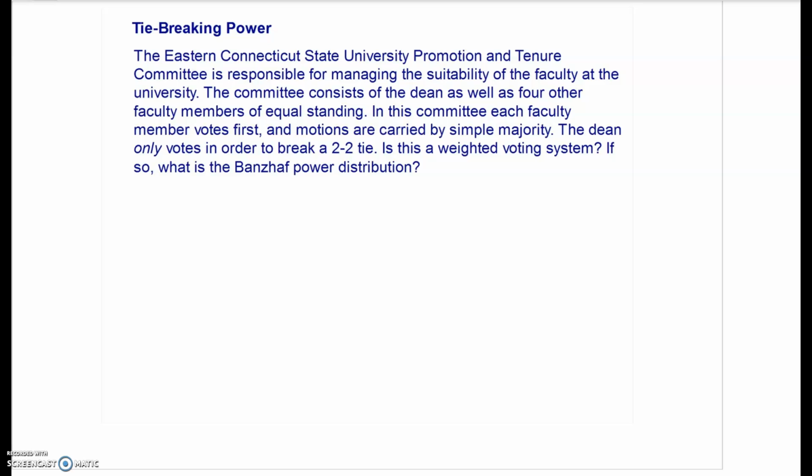The final type of weighted voting system that you may see set up is a weighted voting system in which one of the members is used only to break a tie. And we call that tie-breaking power.